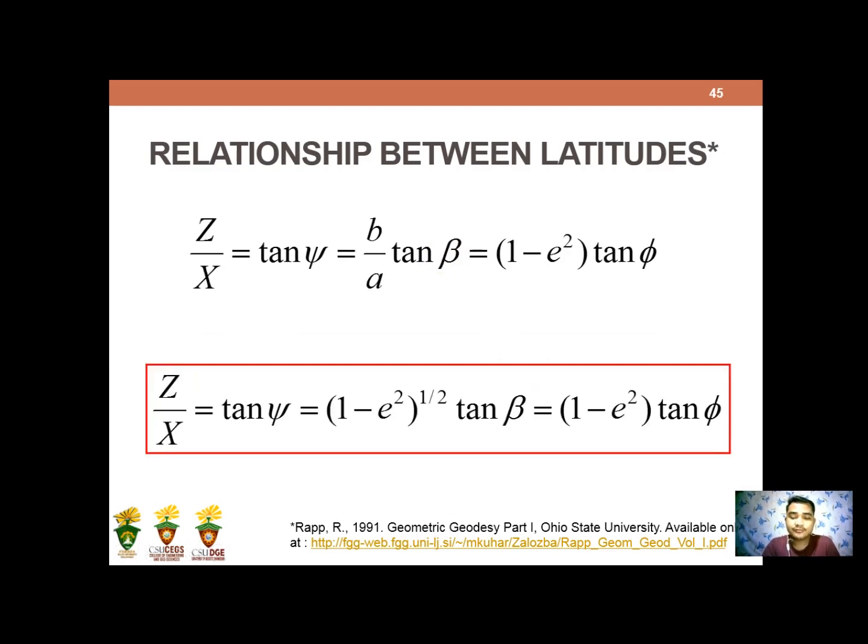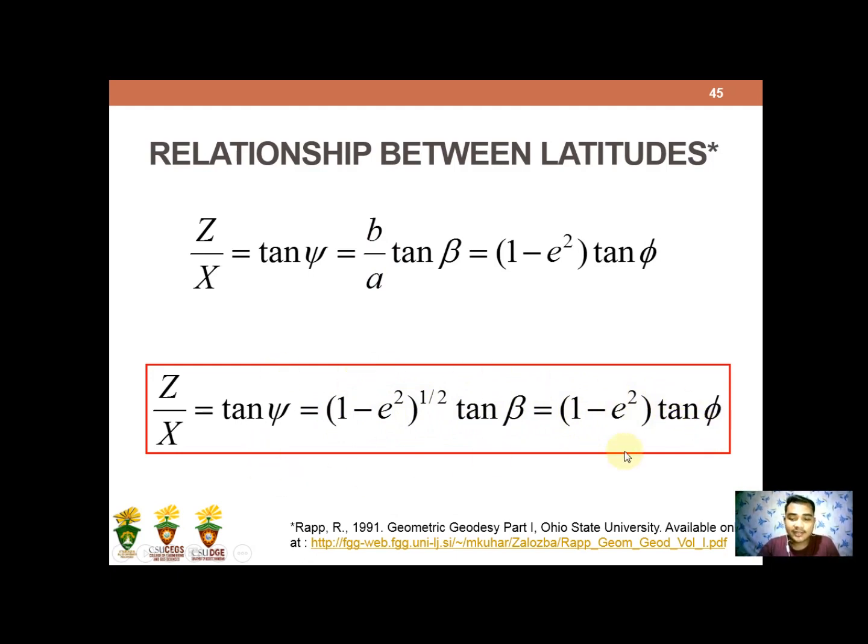Or you can also use this in terms of eccentricity. Kung eccentricity lang ang gihatag, maka-calculate na din ka og relationship between the latitudes, makompute na din mo ang another latitude, given lang ang eccentricity. So you can also express in this way. Tangent geocentric latitude is also equal to, since b over a is equal to square root of 1 minus e squared or 1 minus e squared raised to the power of 1/2, so pwede siya. Tangent of reduced latitude is equal to 1 minus e squared tangent of geodetic latitude.